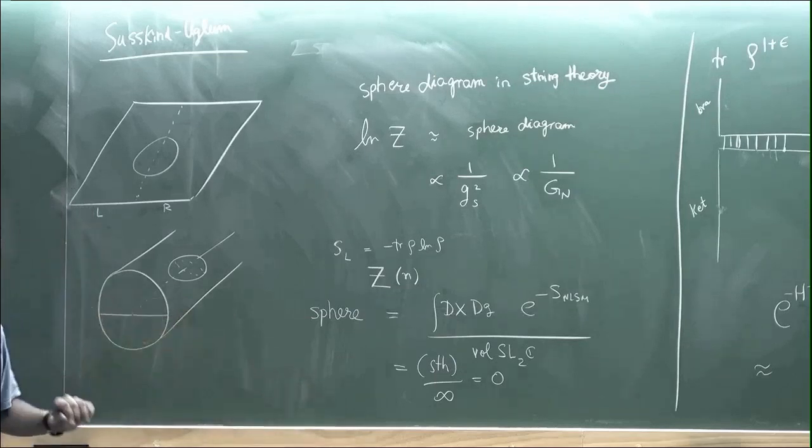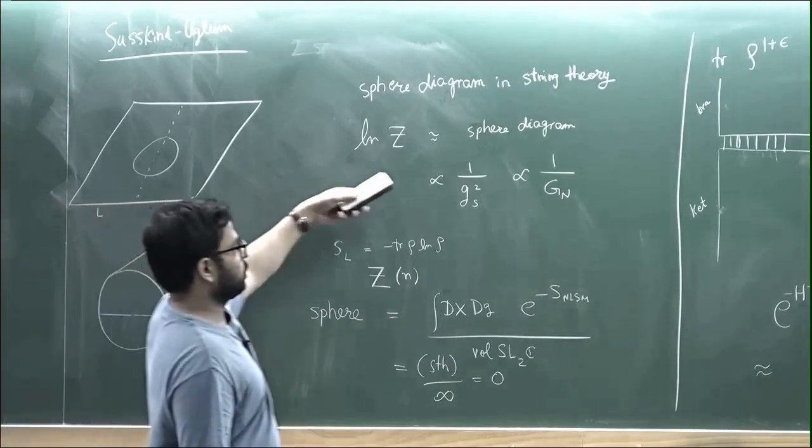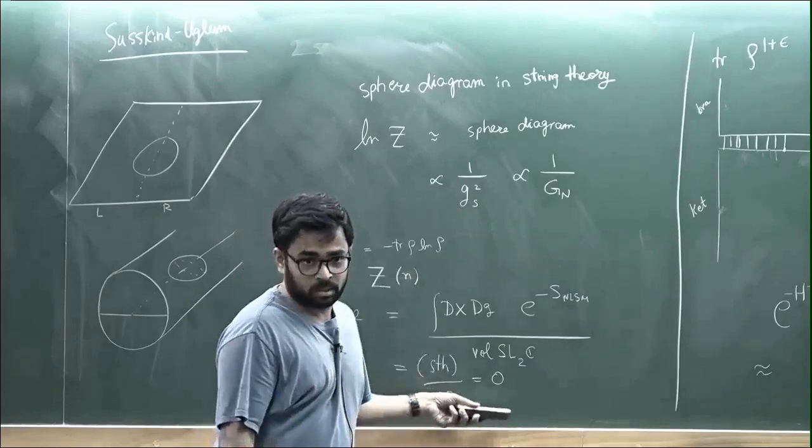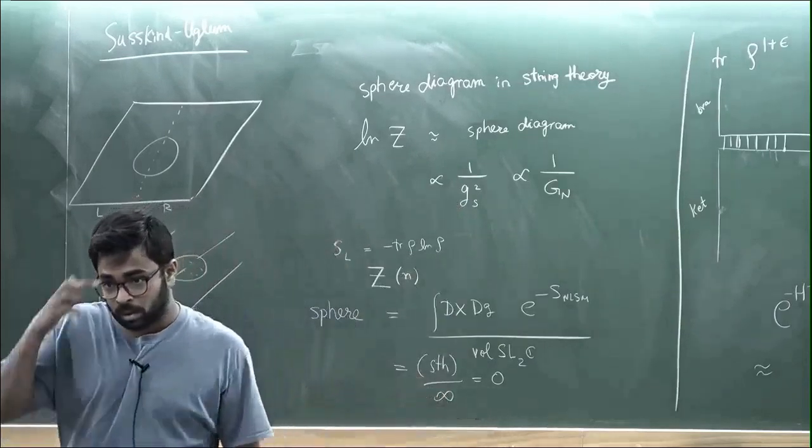0 point functions, 1 point functions, then 2 point functions on the sphere. So now concretely, this is our problem: can we define this object, log Z, the sphere diagram, circumventing this kind of obstacle?